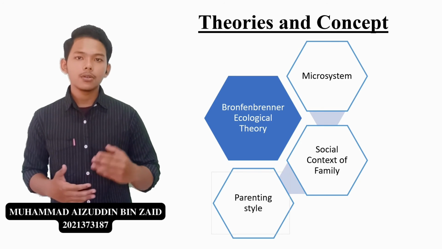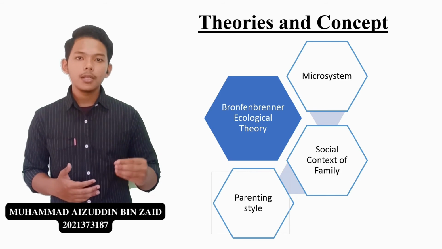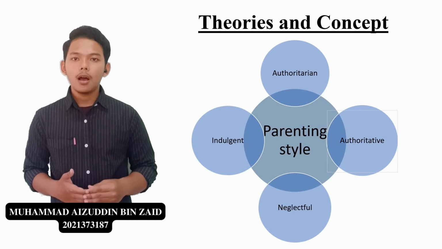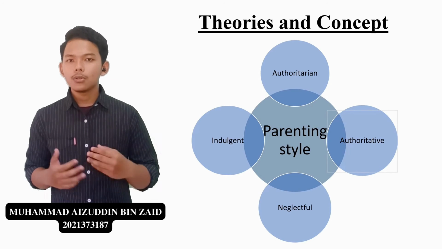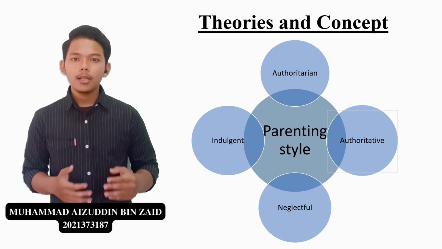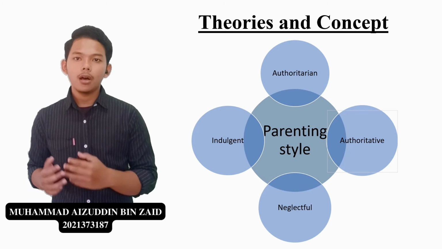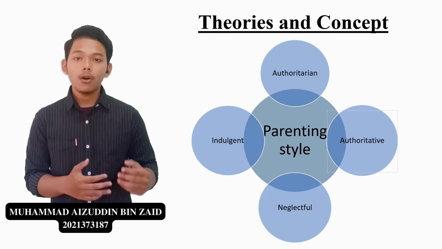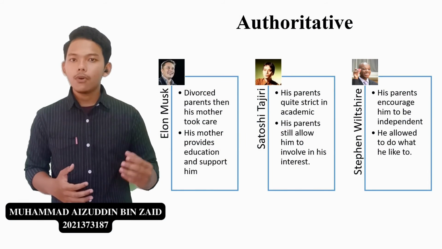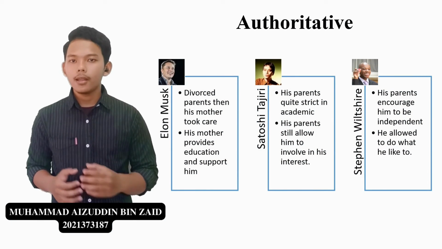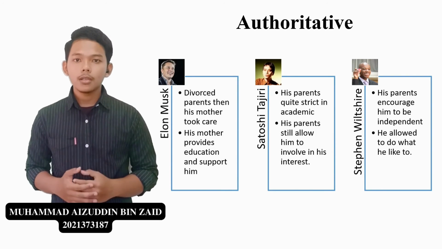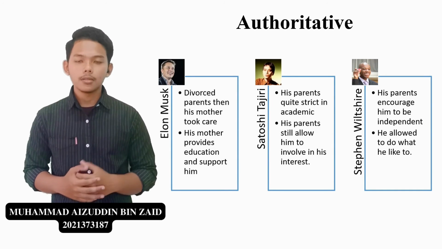We will discuss the social context of family, which is parenting style. There are 4 types of parenting style, which are authoritarian, authoritative, neglectful, and indulgent. We are more likely to categorize their parents as authoritative based on the following reasons. Firstly, Elon Musk. His parents were divorced, but his mother took care of Elon and his siblings very well. His mother provided proper education and supported his interest in computers.